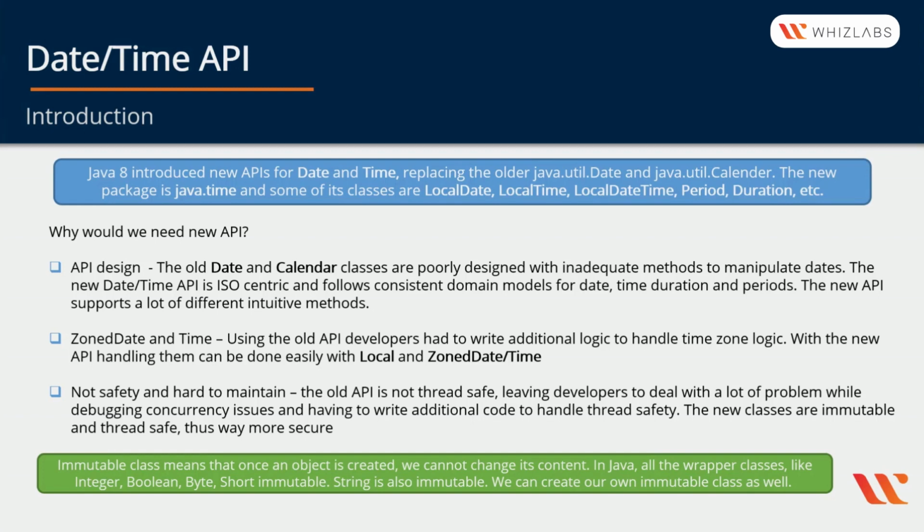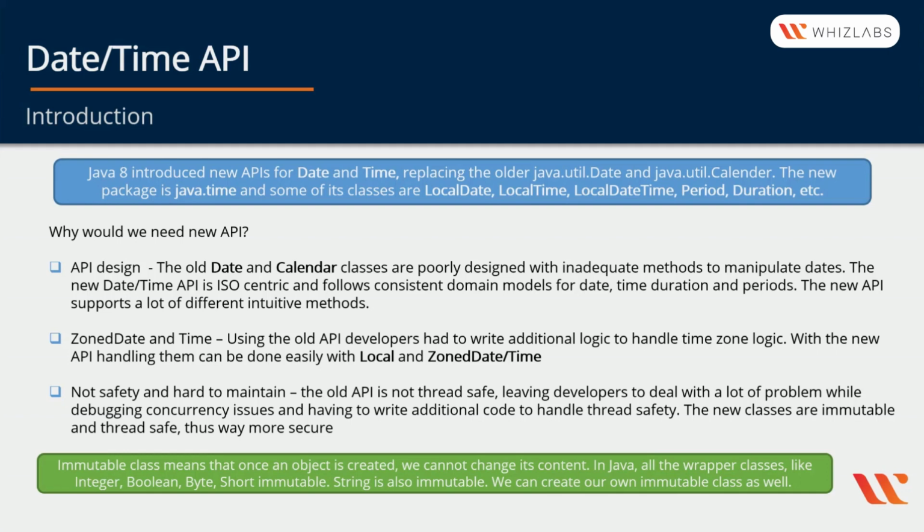But let's answer the most logical question first. Why would we need a new API? First, because of the API design. The old Date and Calendar classes are poorly designed and with inadequate methods to manipulate dates and time. The new datetime API is ISO-centric and follows consistent domain models for date, time, duration and periods. The new API also supports a lot of different intuitive methods.